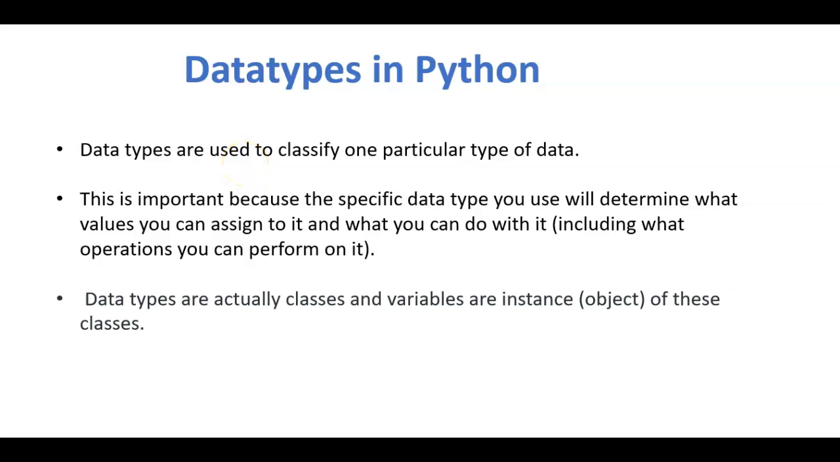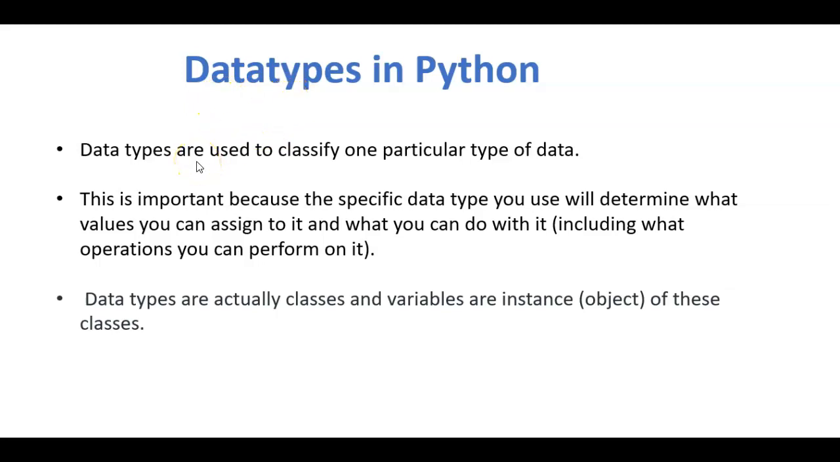In this video, we'll see what are data types in Python. So what is a data type, what is its significance, and where do we use data types? Data types help us determine what type of data we can store in a variable. Data types are used to classify one particular type of data. So that is why we use data types.